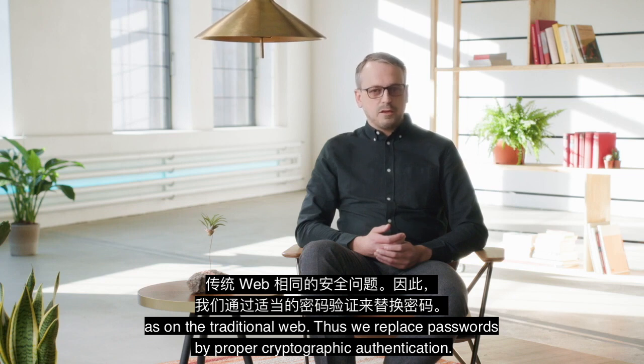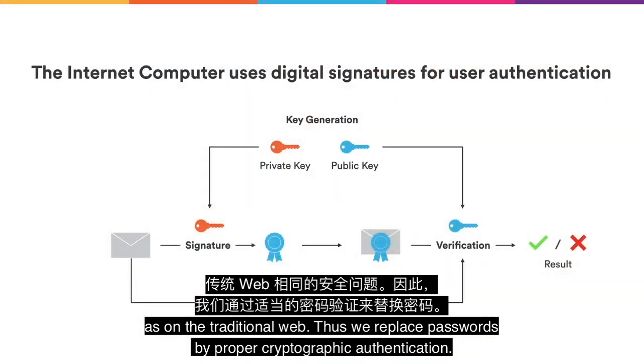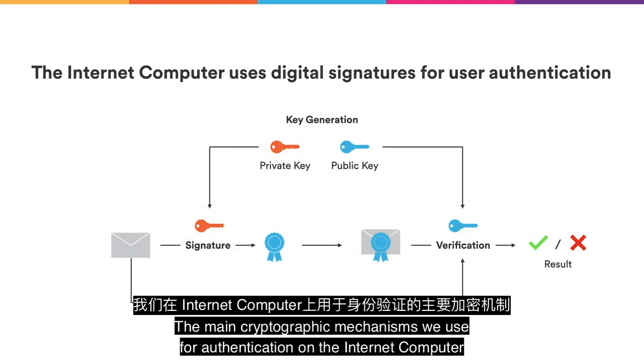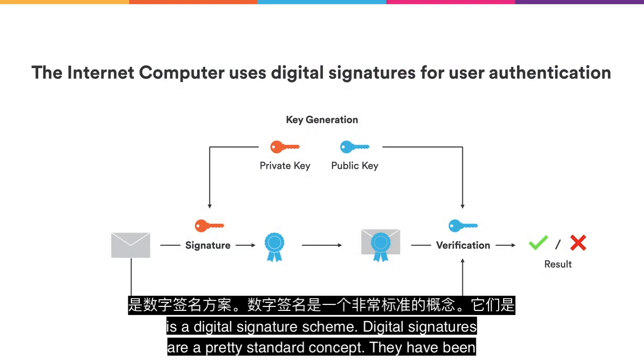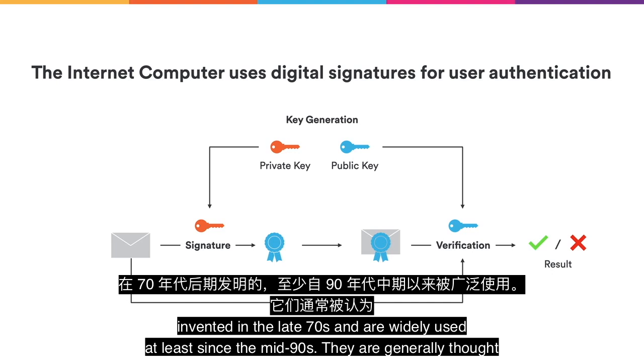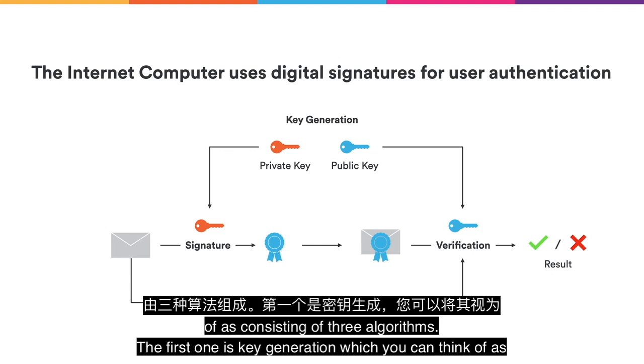Thus, we replace passwords by proper cryptographic authentication. The main cryptographic mechanism we use for authentication on the internet computer is a digital signature scheme. Digital signatures are a pretty standard concept. They were invented in the late 70s and are widely used at least since the mid-90s. They are generally thought of as consisting of three algorithms.